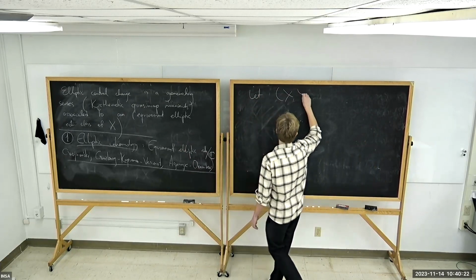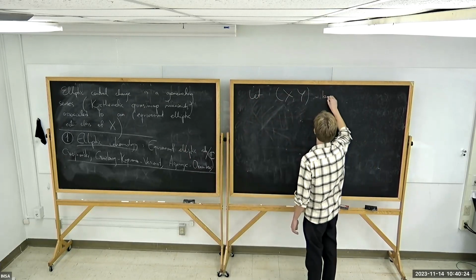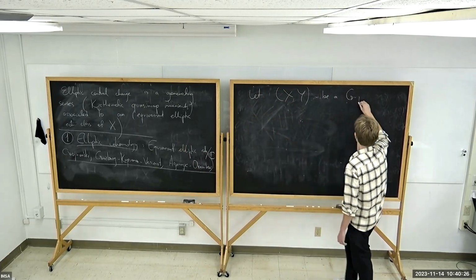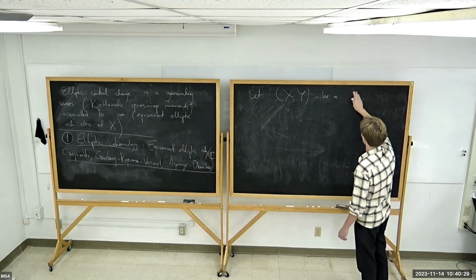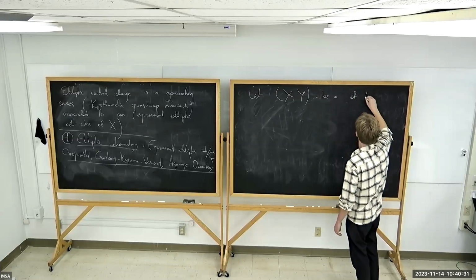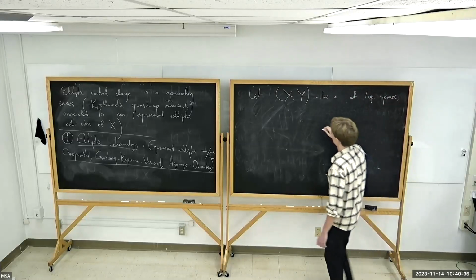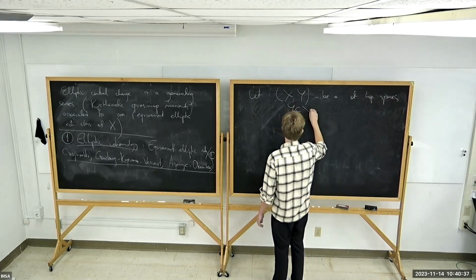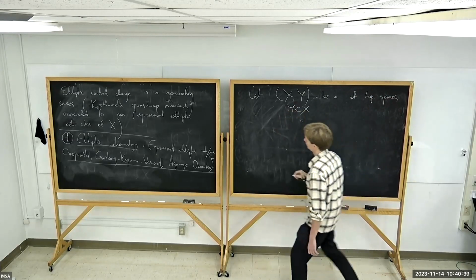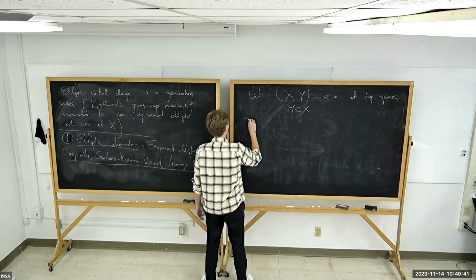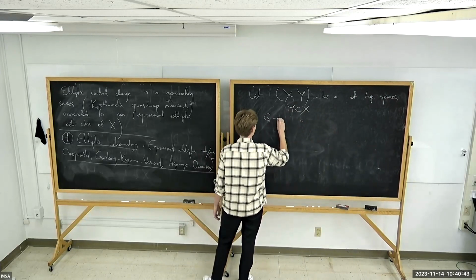Let (X, Y) be a G-pair, a pair of topological spaces. So Y is a subset of X, with G actions.